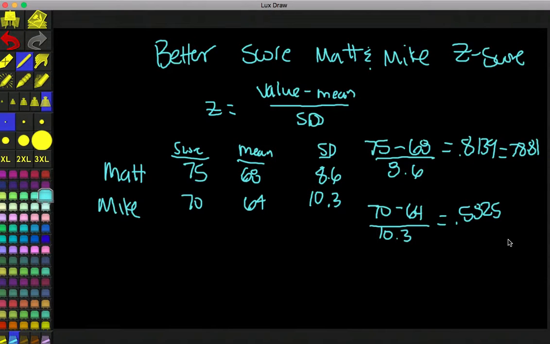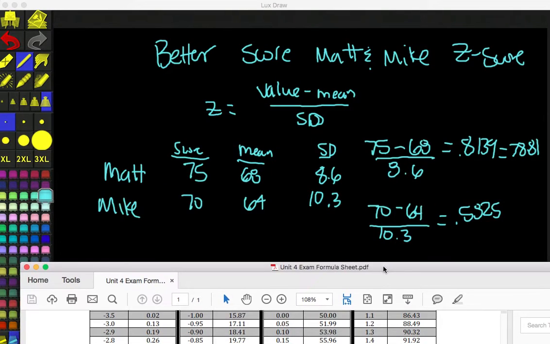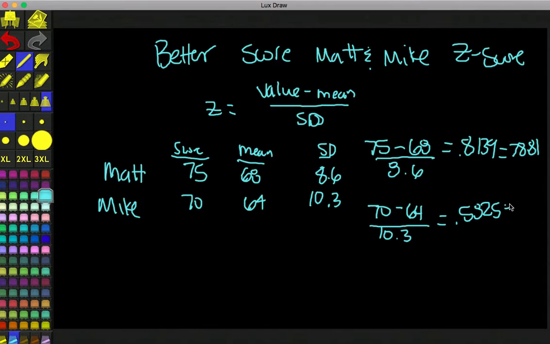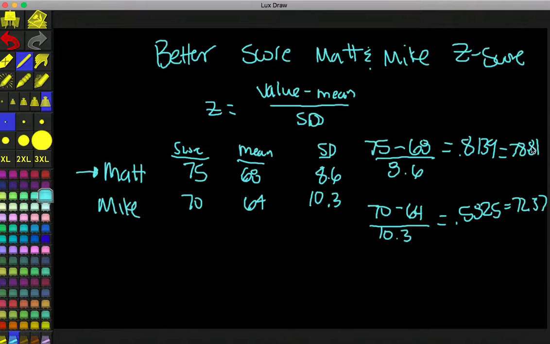Then we're looking at his 0.5825. And you can see who's going to be better at this point, but we can see what the actual percentages are. 0.5825 is closer to 0.6, so we're going to go 72.57. So Matt did better in relation to the rest of his peers than Mike did, because that's what that score tells us. Okay. All right. That's that one.